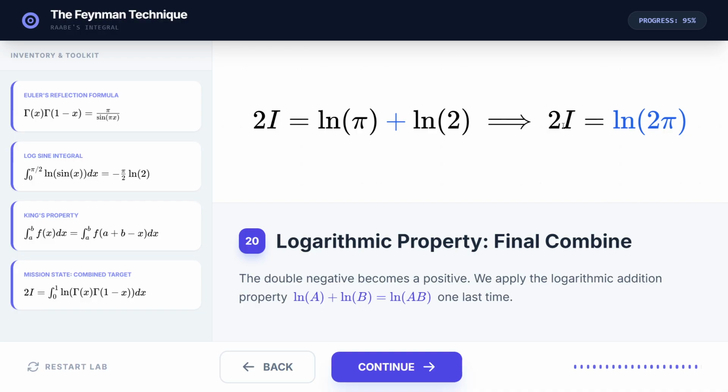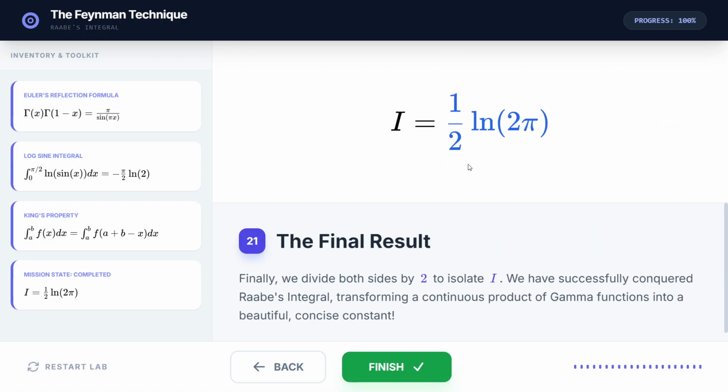Then dividing both sides by 2, and we have the value of our original integral. And that is 1/2 of natural log of 2 pi.